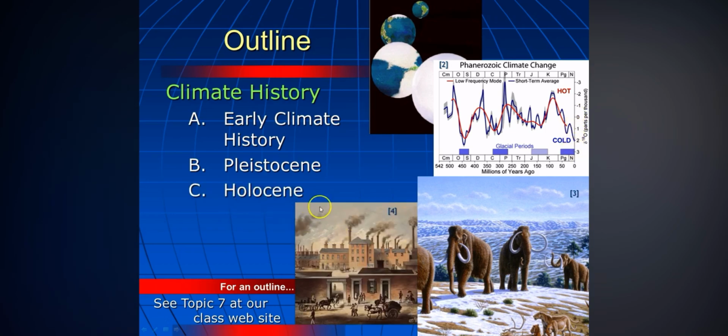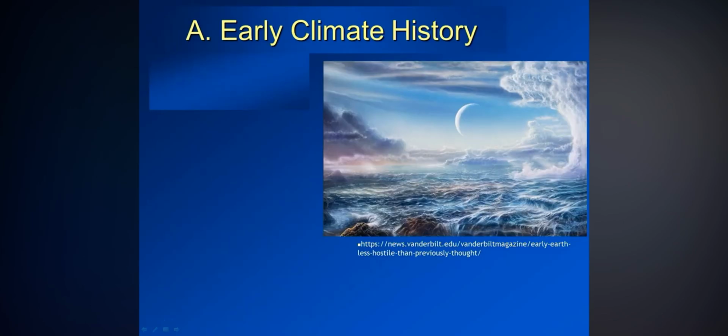It's only 11,000 years or so. And that also includes things like the Industrial Revolution. Some people would say that from the Industrial Revolution to the modern day should be called the Anthropocene, but that's not officially been established yet. So we'll stick with Holocene in this class. Let's go ahead and look at early climate history.